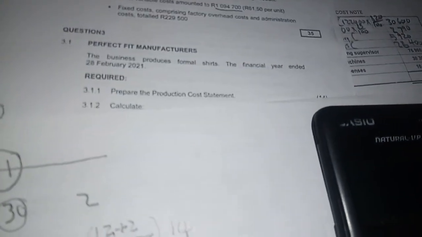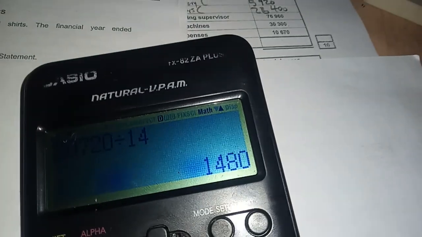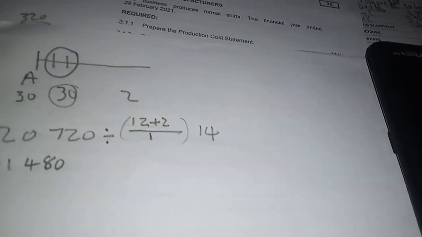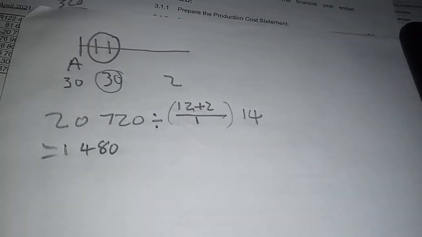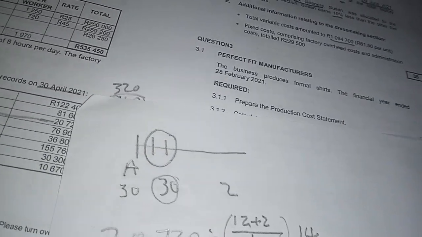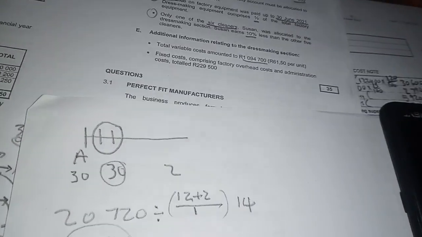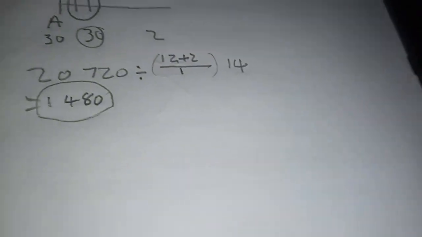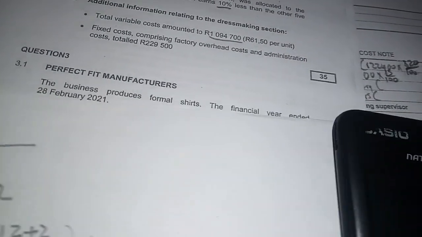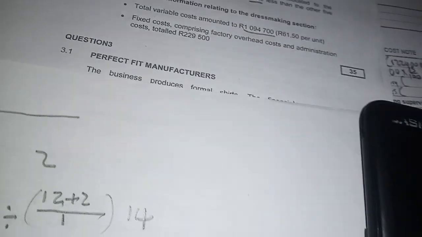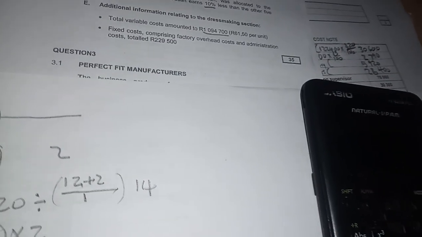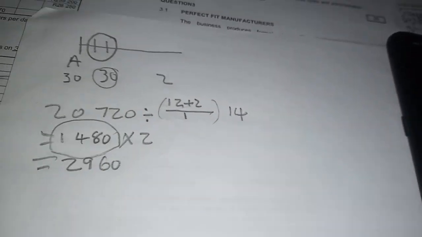We want to check how much the insurance was per month. It was 1,480 per month. Now there are 2 months that are in advance, so we're going to multiply this amount by 2. 1,480 multiplied by 2 is going to be 2,960.